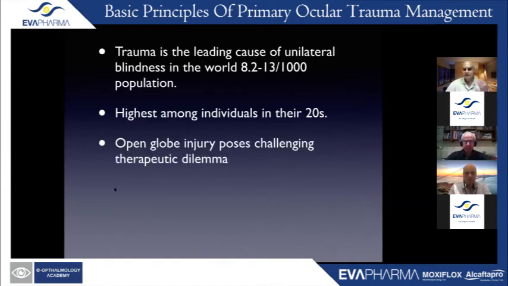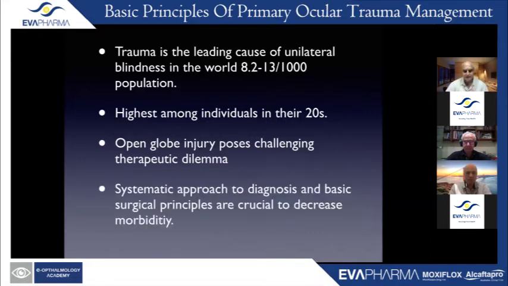So it's very important that we really give time in each step to give the best primary care. As Dr. Tamer showed, the primary care is extremely important. The primary management is the most important for the later on effects. And we should also be aware that we have to have a systematic approach to diagnosis and basic surgical principles, because these are crucial to decrease the morbidity of the patients and the later on complications.